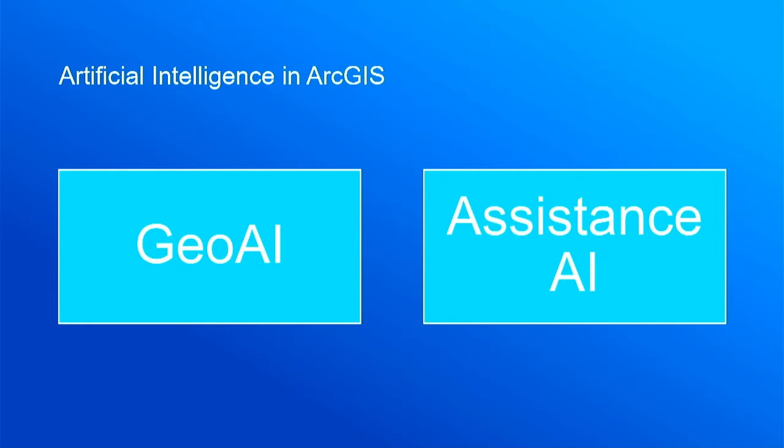Separate to that is assistive or assistance AI. And these are a set of tools, as we saw in the Survey123 example, where large language models are perhaps being applied to allow it to take your words and to translate that into scripts or text to help you create applications which will run inside your ArcGIS environments.